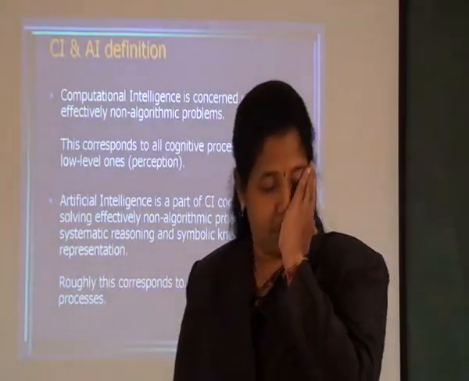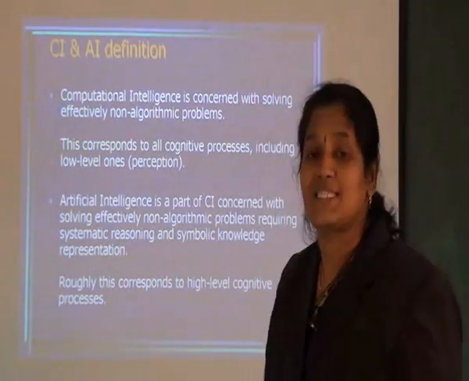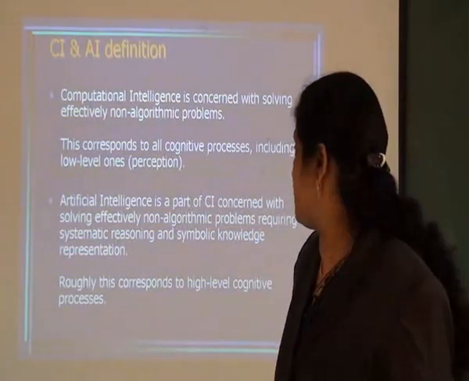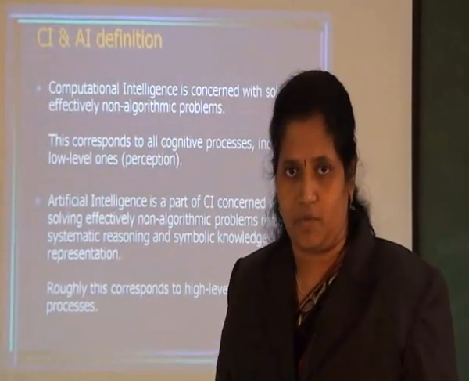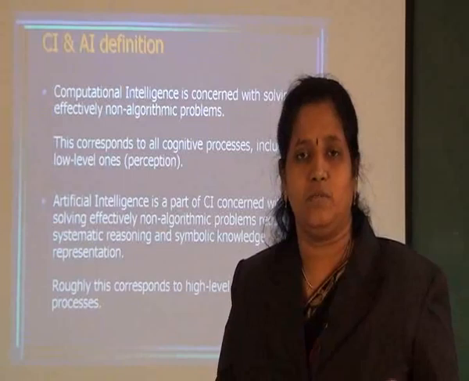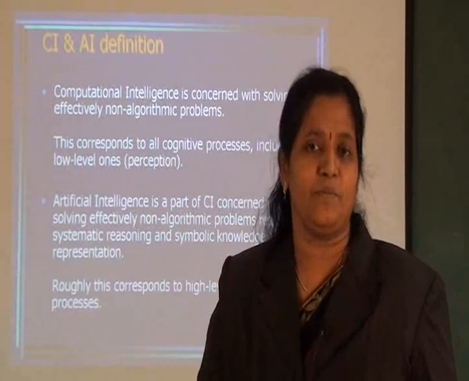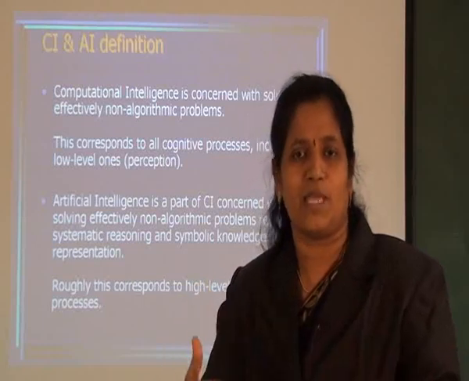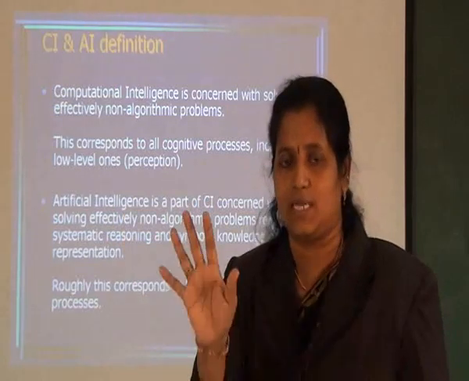Before getting into the topic, let me define computational intelligence. It is concerned with effectively solving non-algorithmic problems. What is non-algorithmic? What is algorithmic first? Suppose you want to add two numbers: you have to give input, add, then display or print. For example, input A, input B, C equals A plus B, print C. This is an algorithm, because here you cannot skip any step. It should go step 1, step 2, step 3, step 4. This is the algorithmic way.